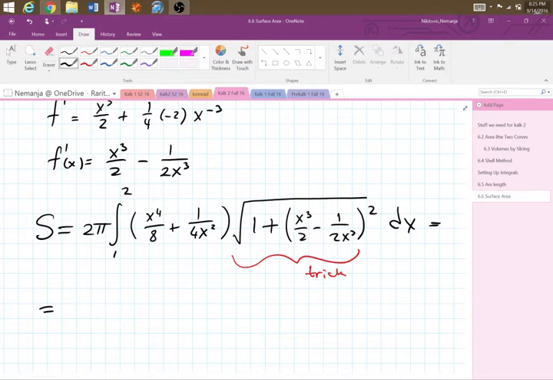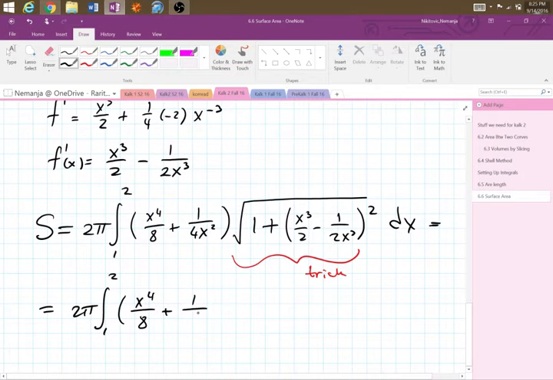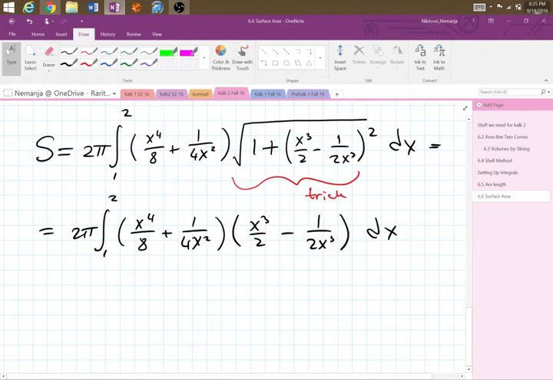We go into 2 pi, 1 to 2, we have x to the 4th over 8 plus 1 over 4x squared times, the second one is just going to be x cubed over 2 plus 1 over 2x cubed, using the same trick that we used in the previous one, dx. So now this one will have a plus.